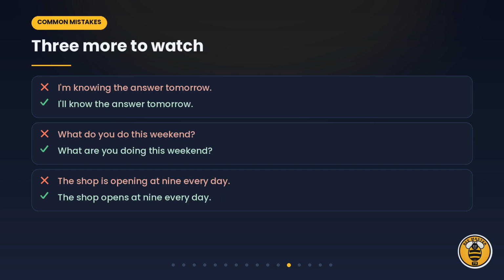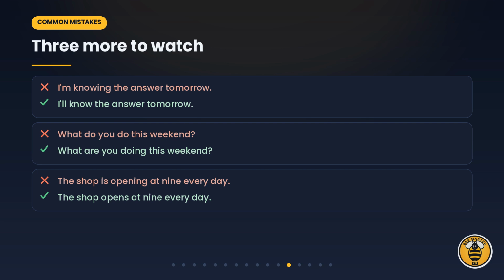Three more. Number 4, state verbs. Know, be, like, want, need, and understand do not normally take the continuous, so for a future state we use will. I'll know the answer tomorrow. Number 5, asking about plans. What do you do this weekend is a question about a routine. To ask about somebody's arrangements, say, what are you doing this weekend?